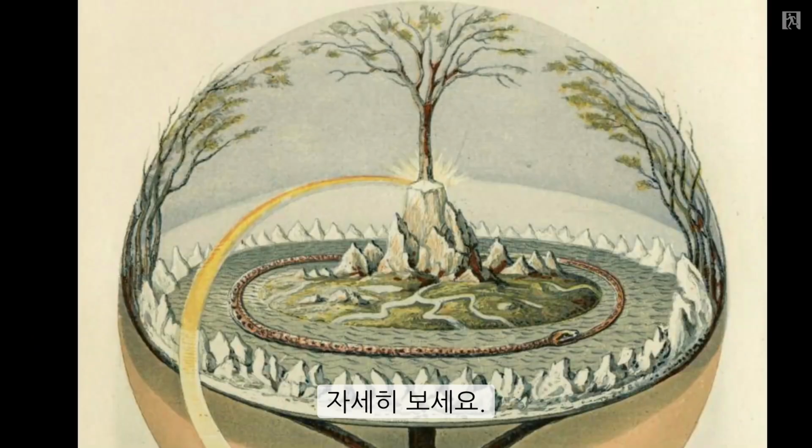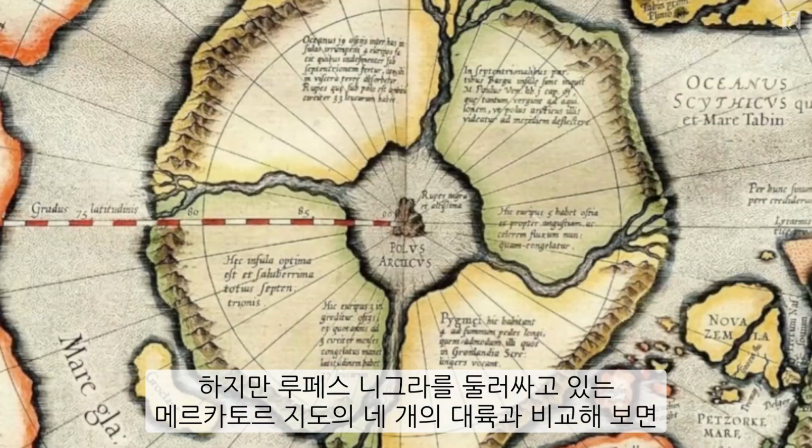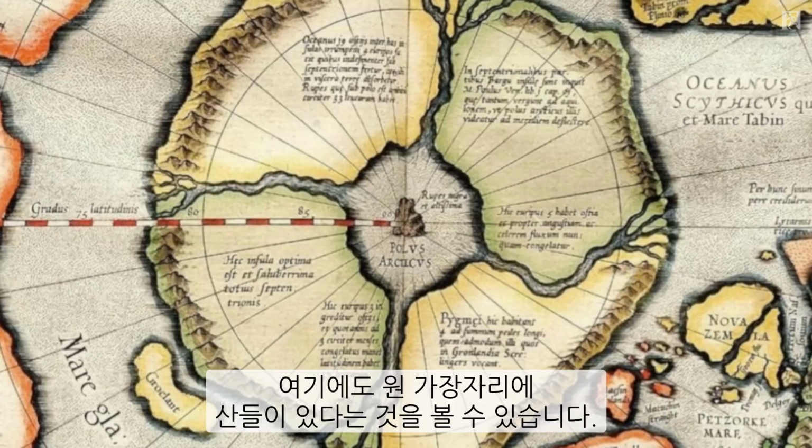Look closer. A circular rim of mountains. Perhaps at first mistaken for the Antarctic ice ring. But compared to Mercator's 4 continents, surrounding Rupes Nigra, a circular rim of mountains.